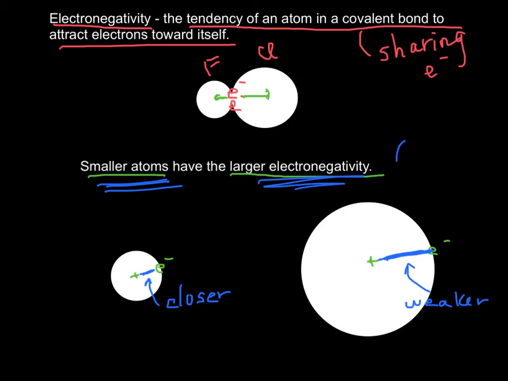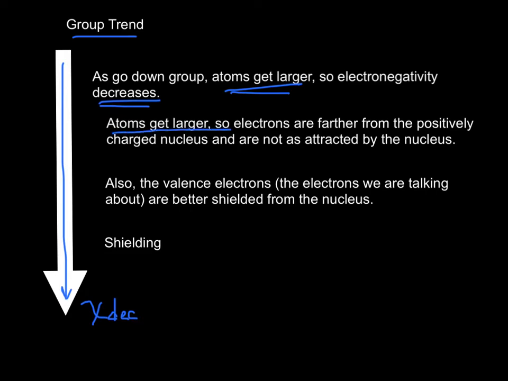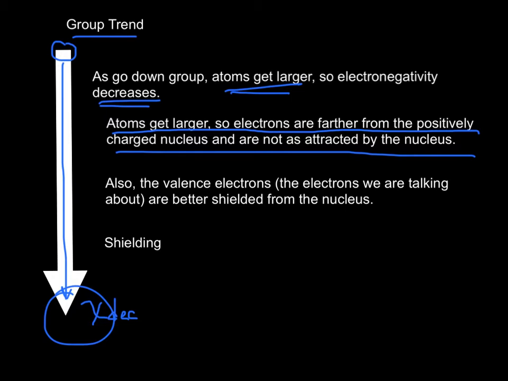And the symbol for electronegativity is a Greek chi, but it basically just looks like an X. So you can make an X if you want to. So the group trend, remember that as you go down a group, atoms get bigger, right? Therefore, the electronegativity is going to decrease. Okay, and there's two reasons for this. As we said, as the atoms get larger, the electrons are farther from the nucleus, so they're not attracted as much. So the small atoms and then the large atoms get bigger, so electronegativity decreases.